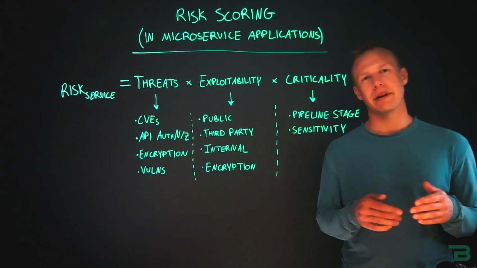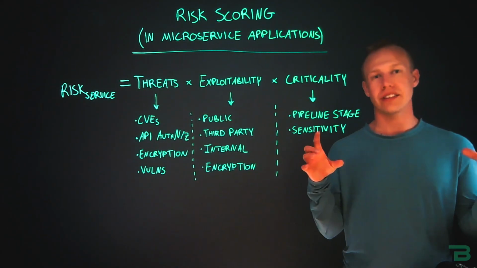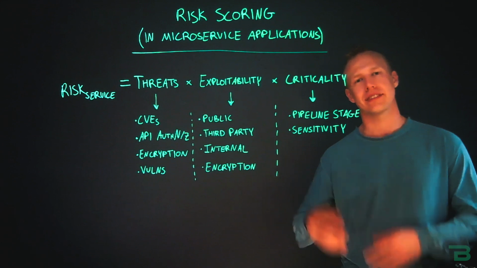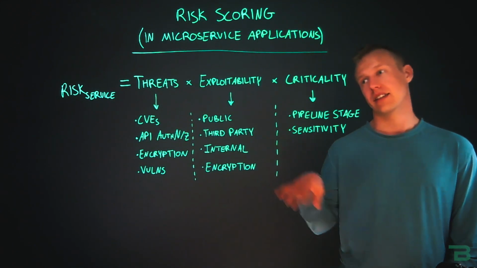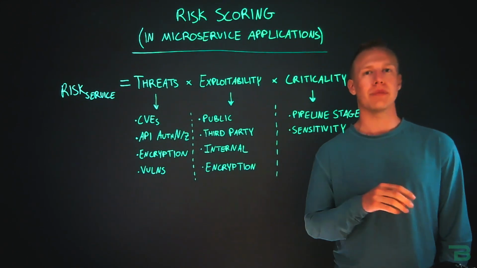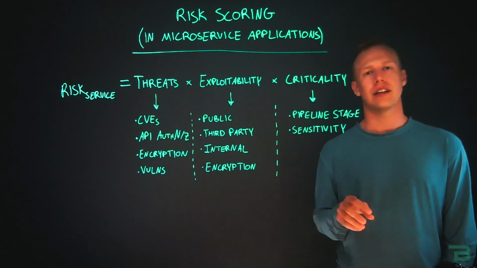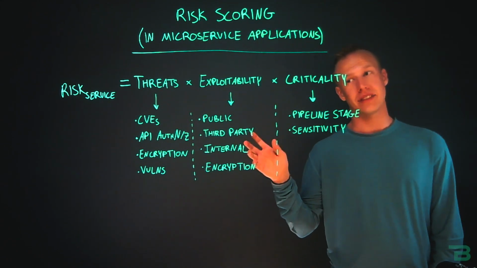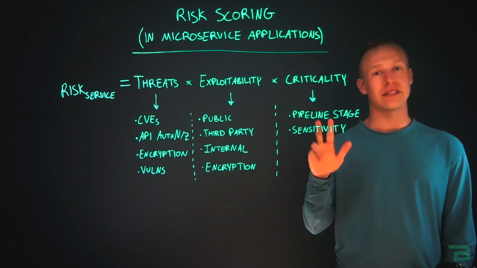So today I'm talking about how do we prioritize risks in microservice applications. And what I'm proposing is, for every microservice, you can come up with an individual risk score of how much risk it presents to the business. And that score is comprised of three things.